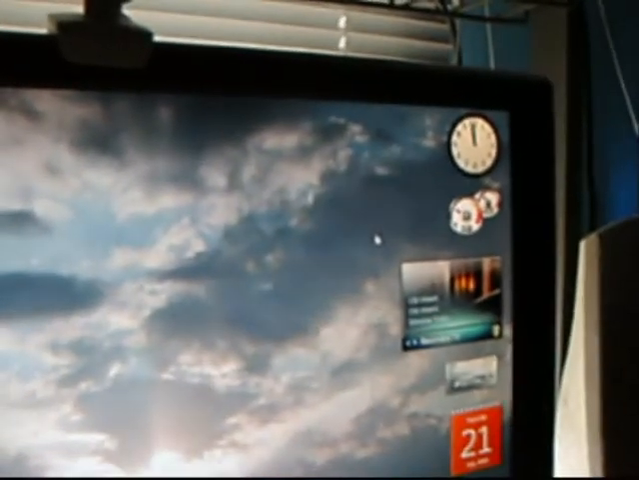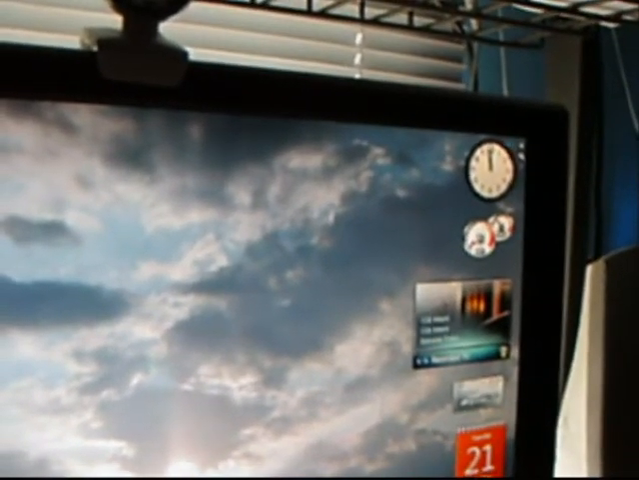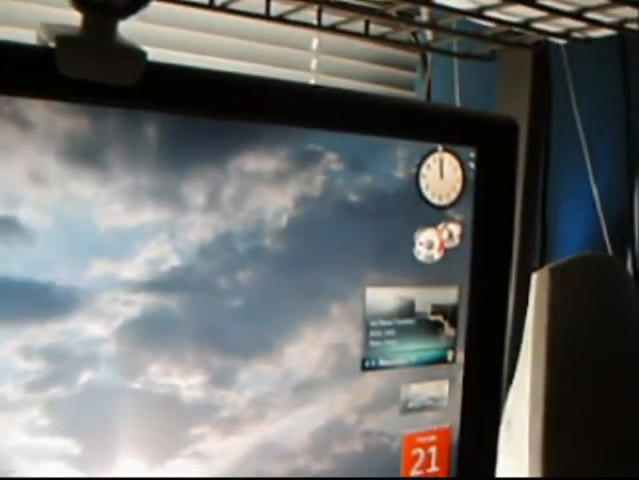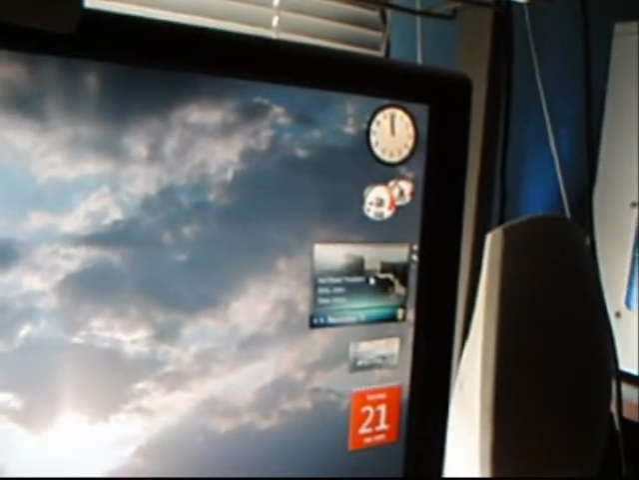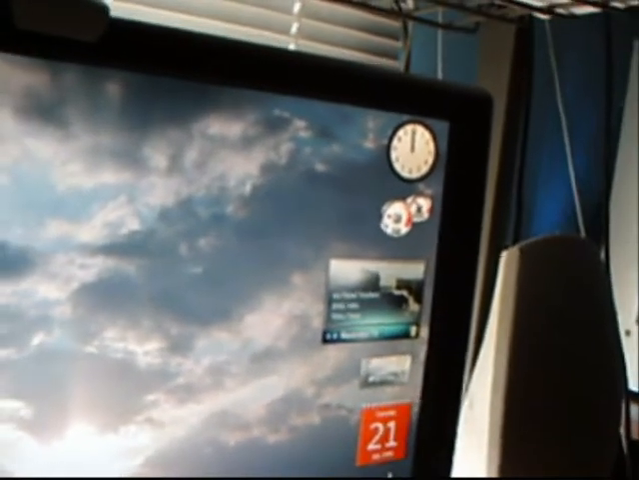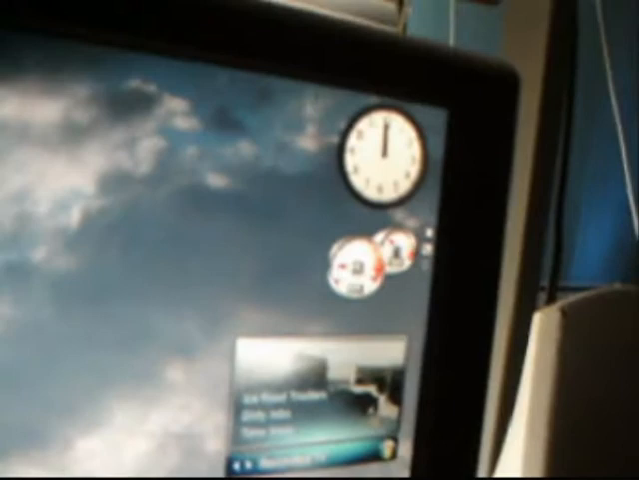Another thing I like is that in 7, you have the freedom to move gadgets wherever you want to put them. Like you can put them here, you can put them here. You're not limited to a sidebar like you are in Vista, but I still like to put them over to the side. And I like the media center gadget, which you can probably get off the internet for Vista. But one thing I don't like is the CPU meter. In Vista it used to move around, but now it just stays still. In 7, I don't know why they did that. That wasn't really a big issue.